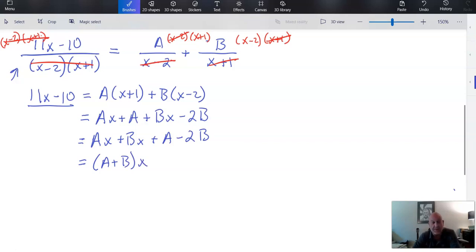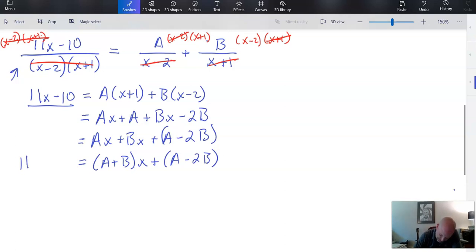So A and B are numbers, right? And so A plus B is the coefficient of X. And then over here, these are just numbers. So this is actually my constant term. These A minus 2B, these two terms together make my constant term.